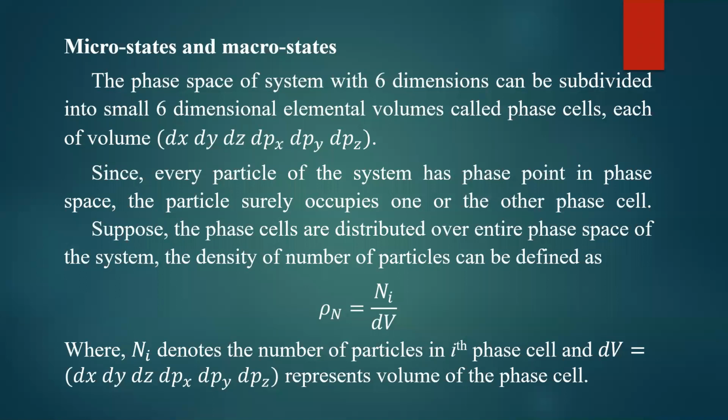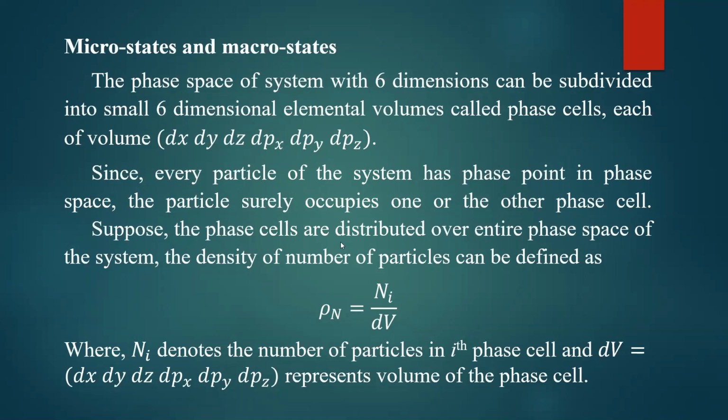Then, since every particle of the system has a phase point in phase space, the particle surely occupies one or other phase cell. The particle must be in some phase cell. A particle can occupy any one of the phase cells, and inside that phase cell we can identify the phase point corresponding to that particle. A phase point is always lying inside some phase cell. That phase point represents a particle of the system.